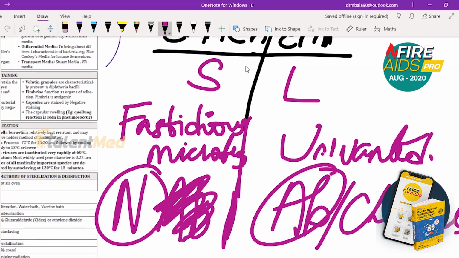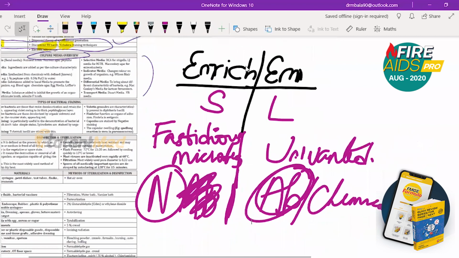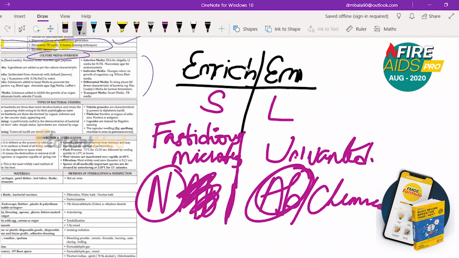Those extra nutrients you are not going to add in enrichment media. You are going to add antibiotics, chemicals, dyes, or you are going to alter the pH in enrichment media. So these 3 points are highly essential. I said you can read examples by yourself, but these 3 points are highly essential.